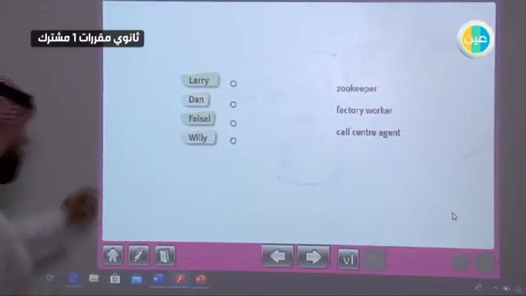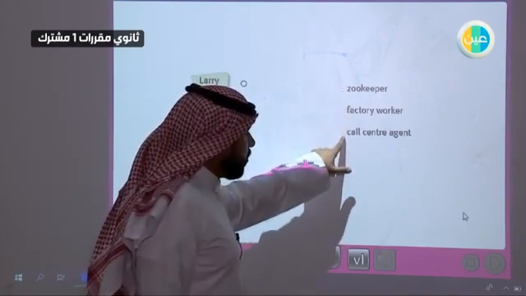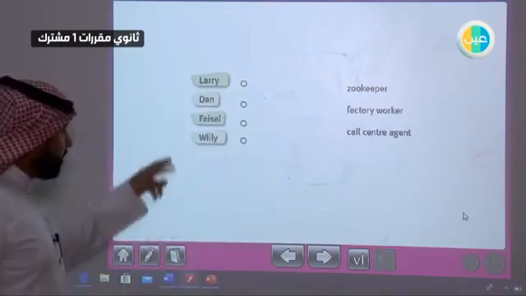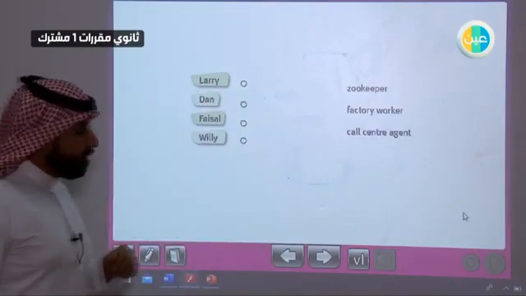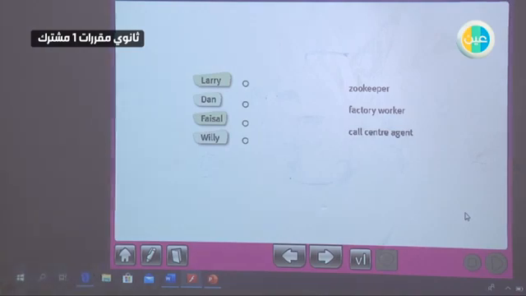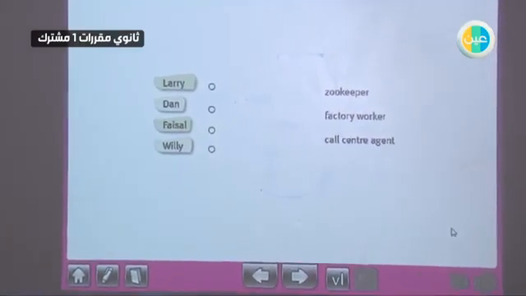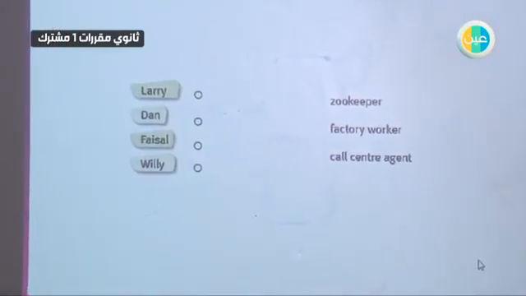Now we have all the 4 people, and we have these places or workplaces: zookeeper, factory worker, call center agent. Please match them. There are 2 people here with one workplace. You will have about 1 or 2 minutes to think about this question and match these. Now we will get to the answers.